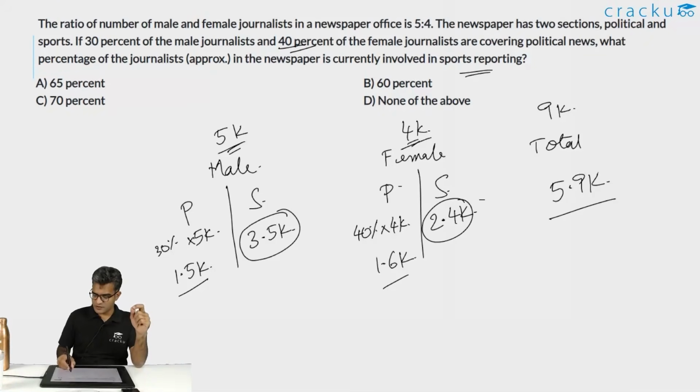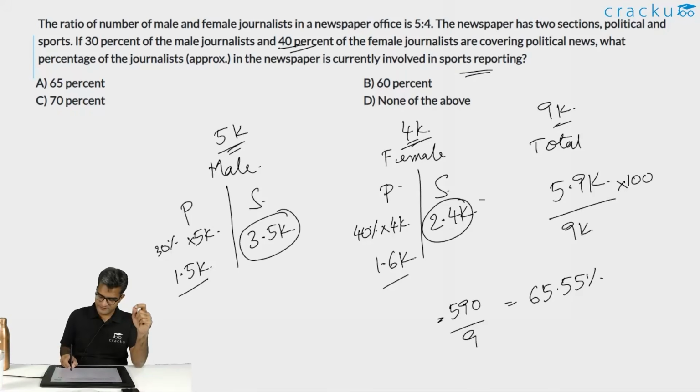As a percentage of the total, which is 9k, it will be 5.9k divided by 9k into 100, which will be 590 divided by 9. This will come to 65.55%, which is option A.